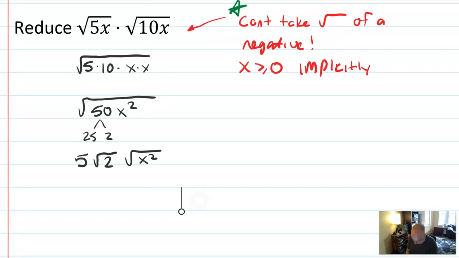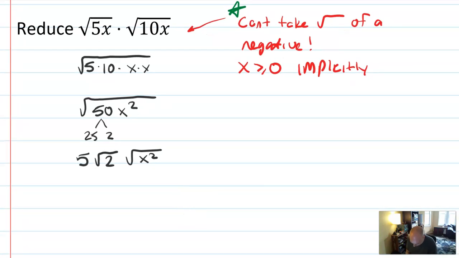Now watch really carefully here. Square root of x squared is equal to the absolute value of x. Always. Except, because x is greater than or equal to 0, absolute value of x simplifies to just x.